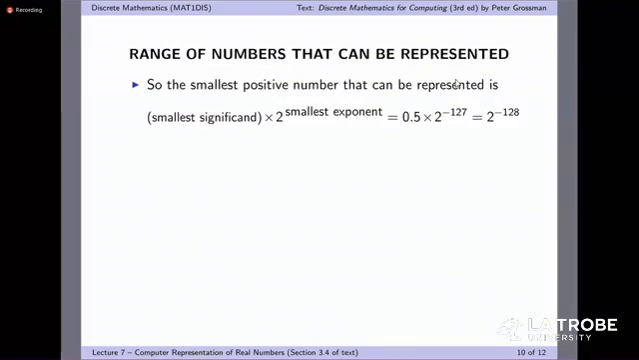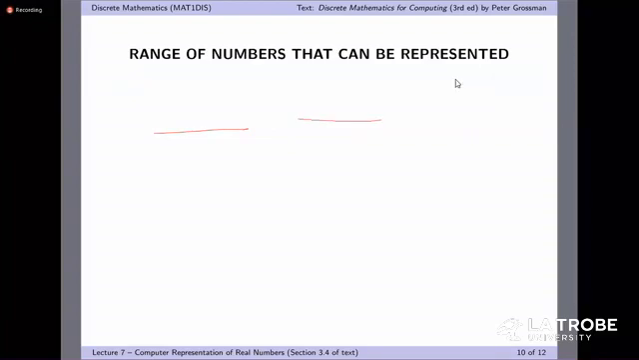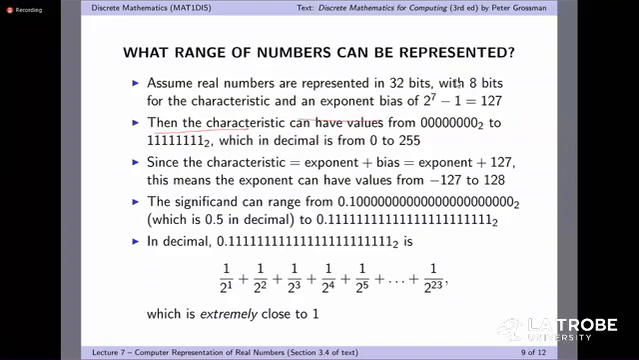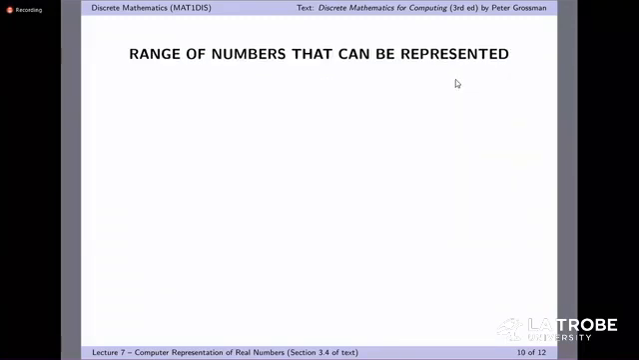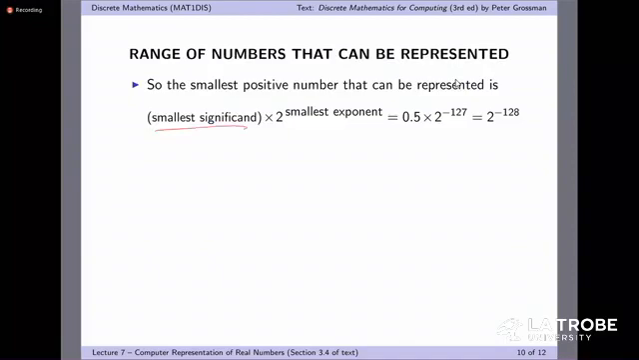So let's look at the range of numbers that can be stored. Smallest significand times 2 to the power of the smallest exponent. This is the smallest number you can store. And sorry, I was wrong there when I said 0.1. It is not actually 0.1, it is 1 over 2. The first bit is 1 and the rest are zeros, so it's half. So the smallest significand times 2 to the power of the smallest exponent. We calculated the smallest exponent to be negative 127. So 0.5 times 2 to the power negative 127, which is 2 to the power negative 128.